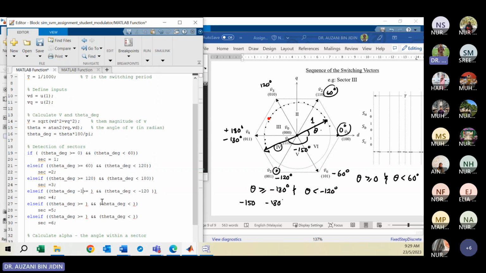Aduh, macam mana kita? Minus 180. Here, what? Minus 120. And theta degree must be less than minus 60. Tenang ini. Minus 60 and must be less than 0. Betul eh?